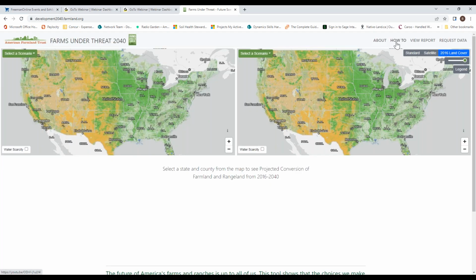Next to the About one is the How-To. That is a 5-minute video that talks about the various data layers that went into building the scenarios. Next to that is the View Report tab.